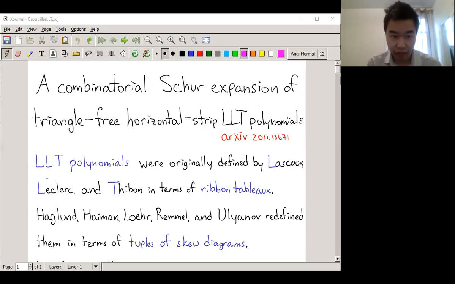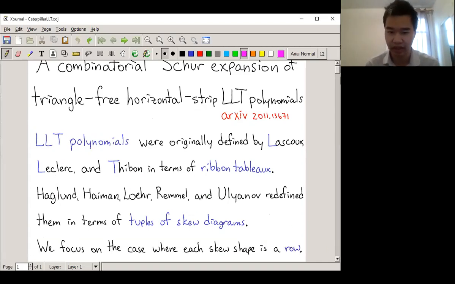Okay, so LLT polynomials get their name from Lascoux, Leclerc, and Thibon, who originally defined them in terms of ribbon tableaux. But I'll be working more with this alternative definition by Haglund, Haiman, Loehr, Remmel, and Ulyanov that's in terms of tuples of skew diagrams. And just to make things a bit easier, I'm going to focus on the case where all of the skew diagrams are rows. There are still lots of interesting and difficult problems. So let me just start by describing what an LLT polynomial is with this definition.